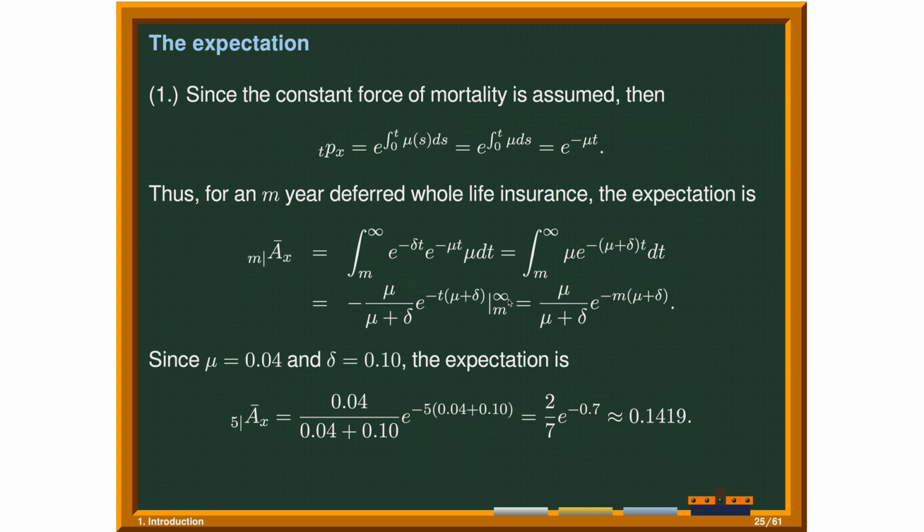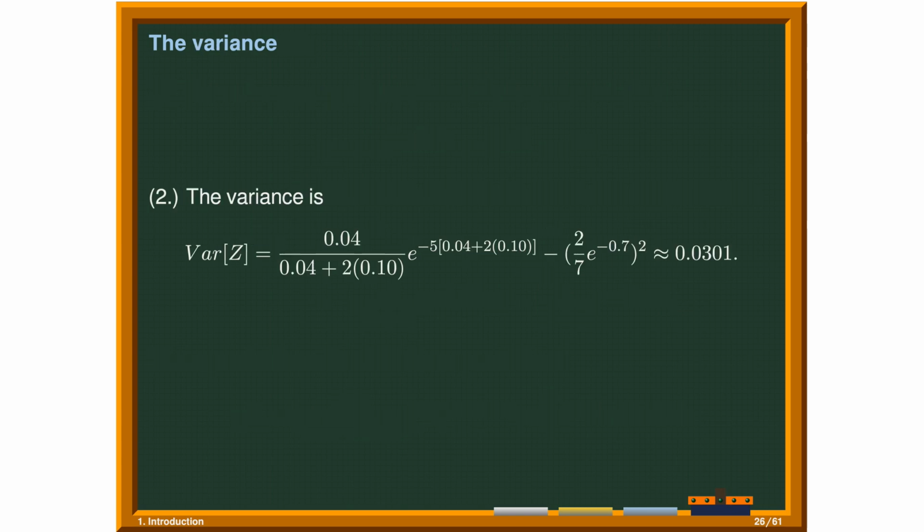And at infinity, this expression becomes 0, right? Because e to the negative infinity is 0. At m, this becomes the m expression, and negative of negative, we get this expression now for the net single premium under this case. So we plug in what is given. We're given that mu is 0.04. We're given that delta is 0.10. So the expectation takes this form. It's 2/7 of e raised to negative 0.7, which is approximately equal to 0.1419.